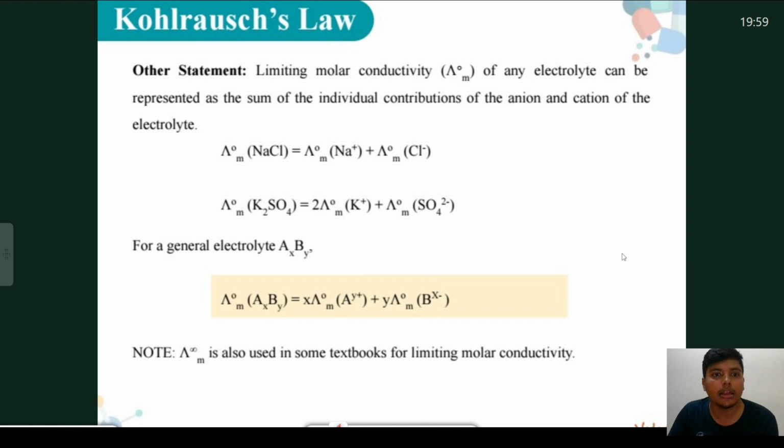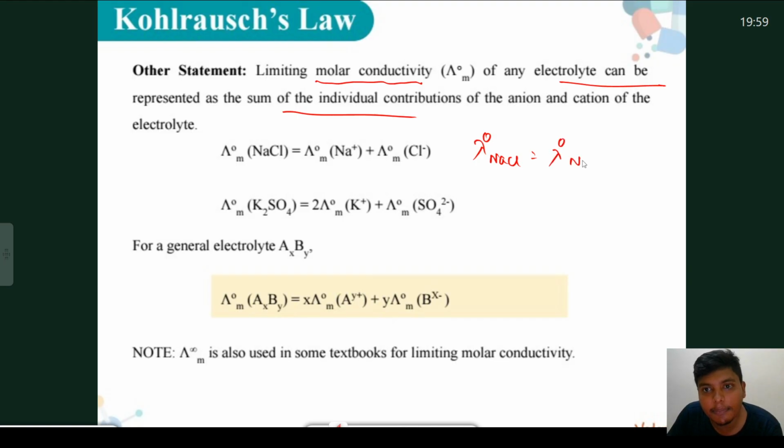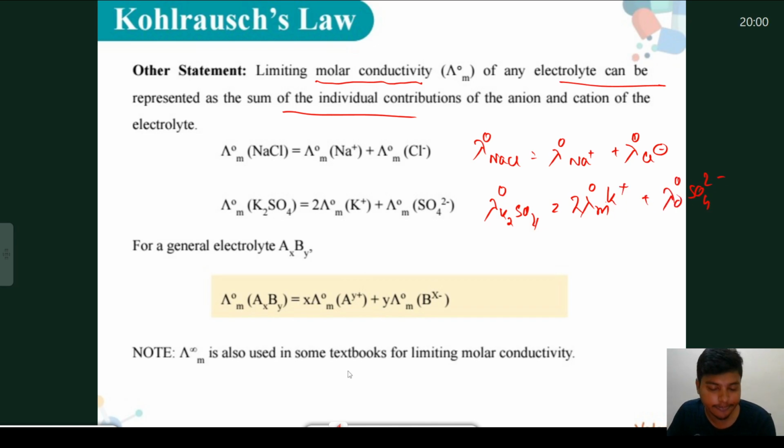So, this is the thing. Limiting molar conductivity of any electrolyte can be represented as a sum of the individual ions. So I can tell lambda naught of NaCl is equal to lambda naught of Na plus plus lambda naught of Cl minus. Clear? Now lambda naught of K2SO4. Tell lambda naught of K2SO4. So 2 into lambda naught of K plus lambda naught of SO4 2 minus. Yes or no?